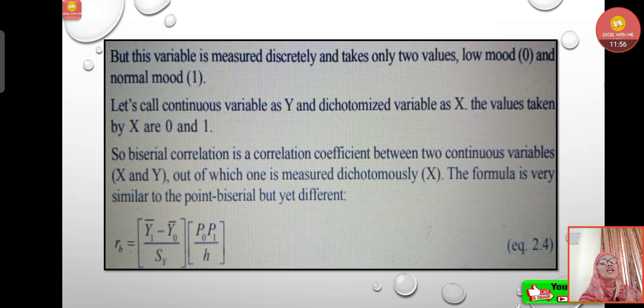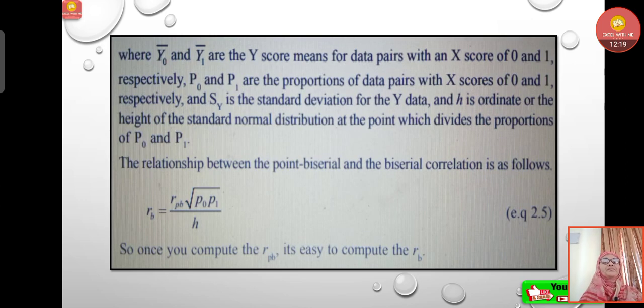The values taken by x are 0 and 1. So biserial correlation is a correlation coefficient between two continuous variables, that is x and y, out of which one is measured dichotomously, x. The formula is very similar to the point biserial but yet different. You can see the formula below. You can pause the video and note it down.